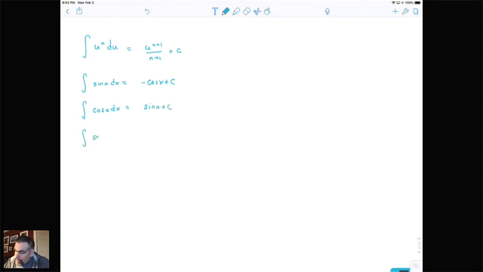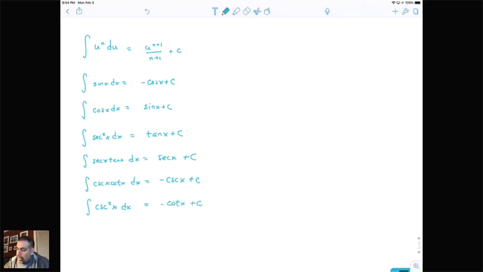The integral of secant squared x dx would be equal to tangent x plus c. The integral of secant x tangent x dx would be equal to secant x plus c. The integral of cosecant x cotangent x dx is equal to negative cosecant x plus c. The integral of cosecant squared x dx is equal to negative cotangent x plus c. So there are your six trigonometric functions you should be familiar with.